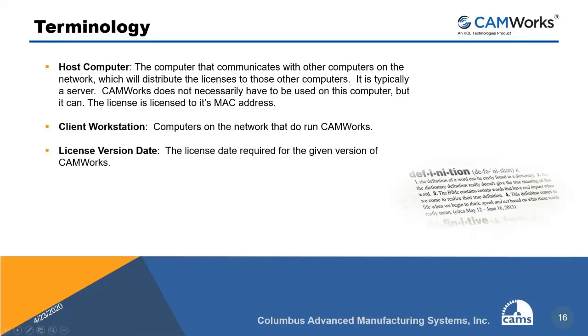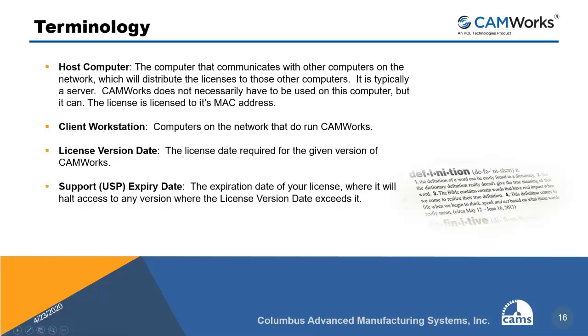So the other big one here is the license version date. The license version date is the license date required for that given version of CAMWorks. So when you purchase CAMWorks USP, you're given a date, and you can run any version of CAMWorks that's out up until that date. Okay, and that date when you purchase USP is the USP expiration date.